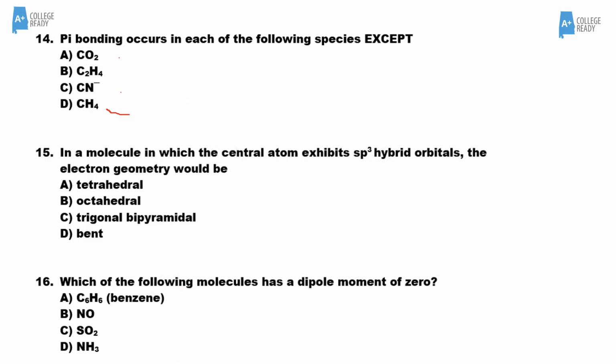So a molecule that has sp3 hybridized orbitals, what does that mean? It means there are 4 orbitals.